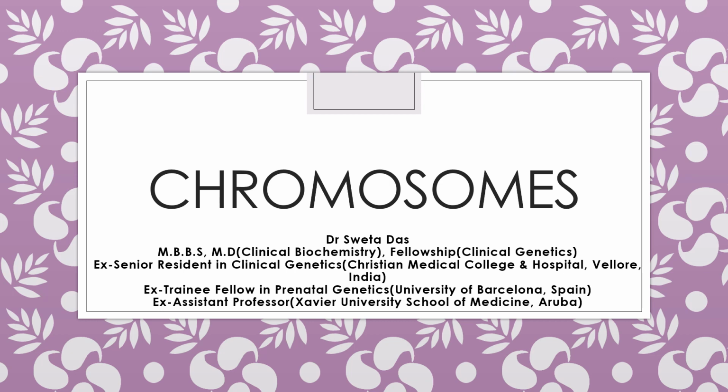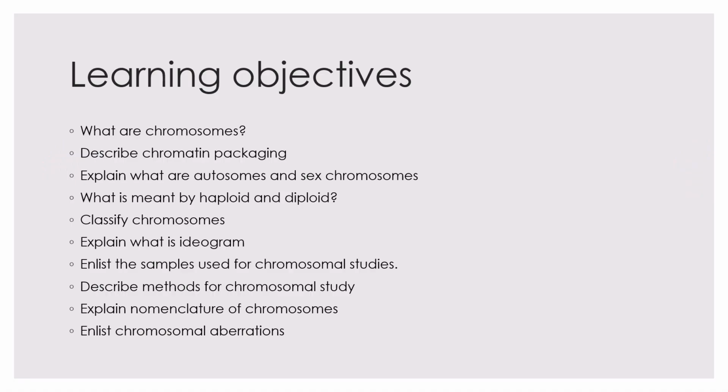Let's learn a little bit about chromosomes today. I'm pretty much going to speak on the basics. So we're going to learn about what chromosomes are, describe chromatin packaging, explain what autosomes and sex chromosomes are, and what is meant by diploid and haploid. We are going to look at the classification of chromosomes, what an ideogram is, and samples used for chromosomal studies. We are going to look at the methods of chromosomal study, the nomenclature of chromosomes, and a brief introduction to chromosomal aberration.